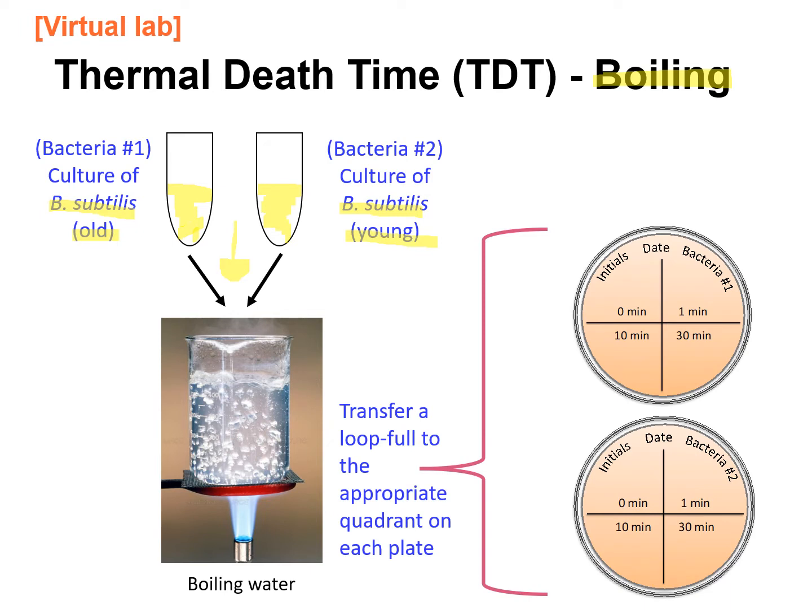So first of all, you're going to have two plates. One plate is going to be for the old sample, right? And so this right here, you can see that it's labeled bacteria 1. So this is your old sample.